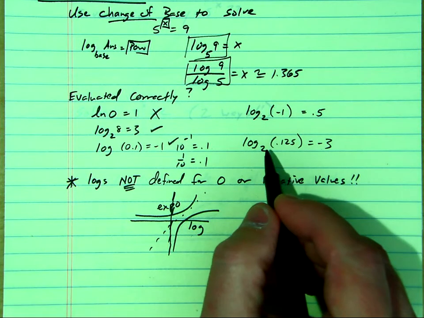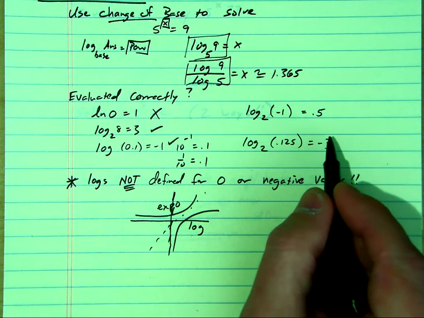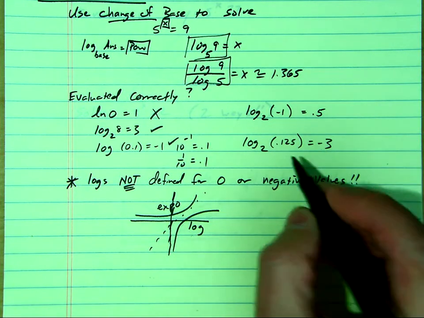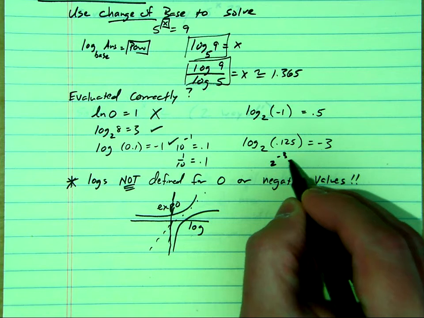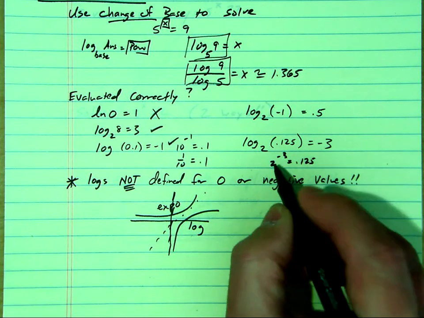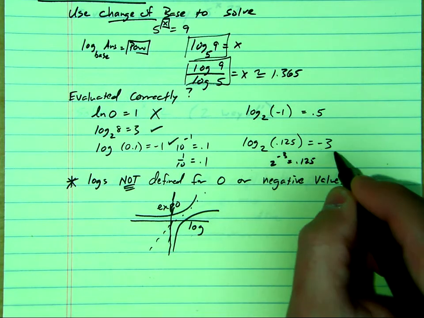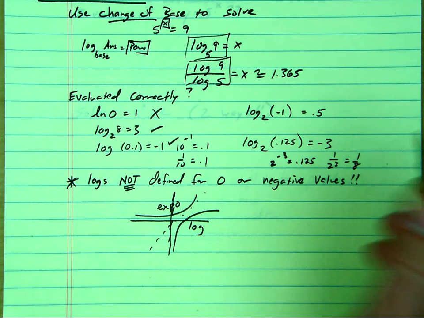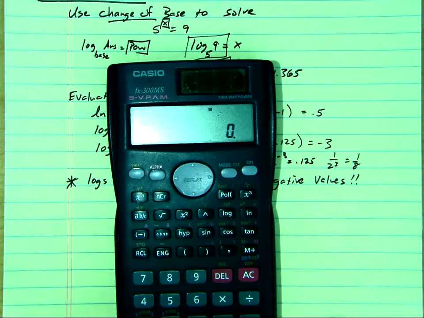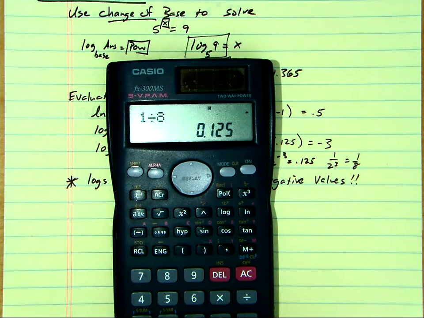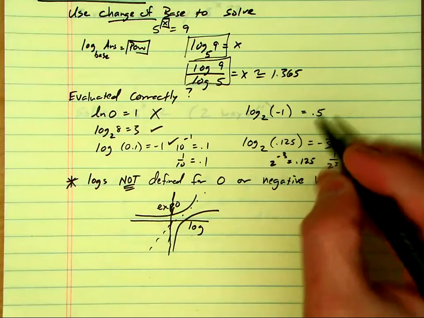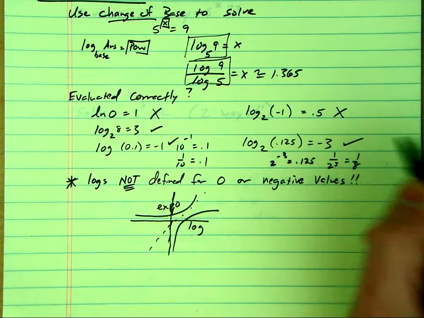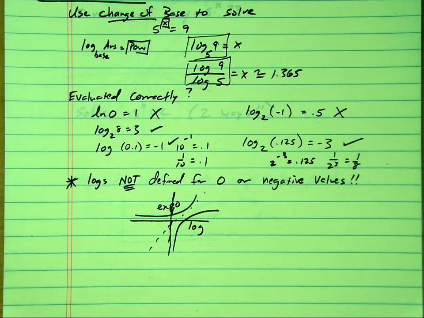How about 2 to the negative 3? Does that equal 0.125? 2 to the negative 3, isn't that 1 over 2 cubed? Isn't that 1 over 8? What's 1 divided by 8? Isn't it 0.125? Yeah, so that one's true. This one's a no. That one's true. Any questions on this stuff? Oh, wow, long video. Okay, that's it for this one.